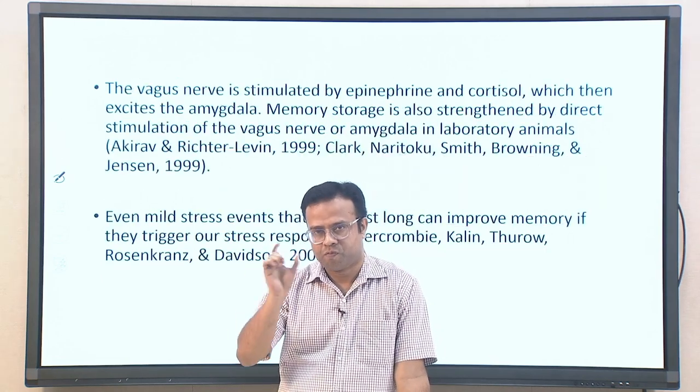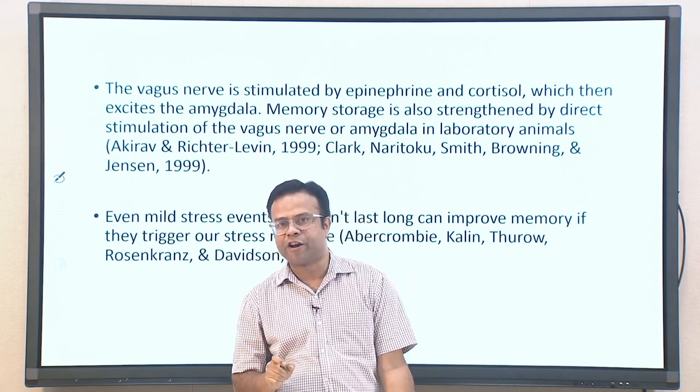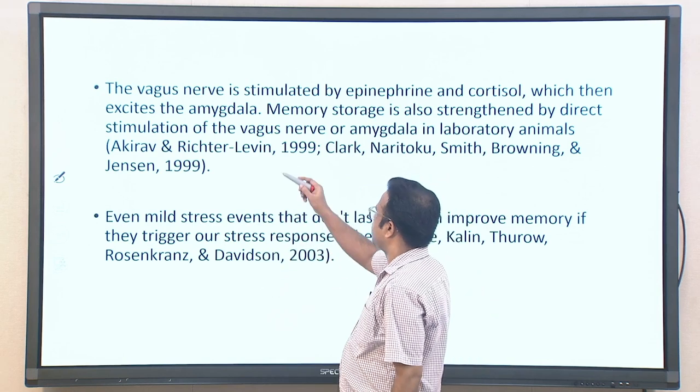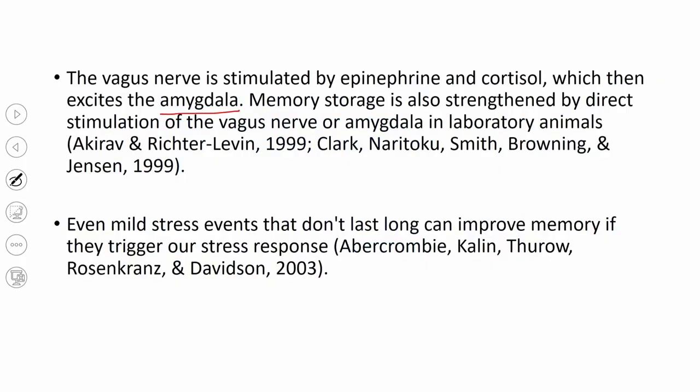The vagus nerve, an important nerve, is stimulated by these hormones, epinephrine and cortisol, which are associated with most emotional experiences, and this then excites the amygdala, which we discussed in the lecture on the physiology of emotion. The amygdala is strongly associated with emotional experiences. It is a small organ in the limbic system that gets activated when we experience emotions, particularly fear or anxiety. So the vagus nerve stimulates the amygdala. Memory storage is also strengthened by direct stimulation of the vagus nerve or amygdala in laboratory animals.